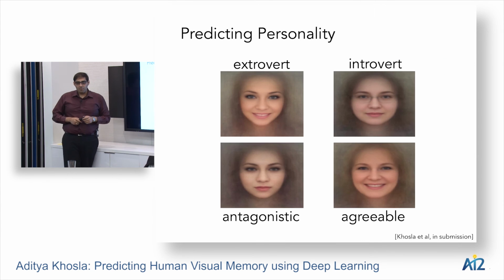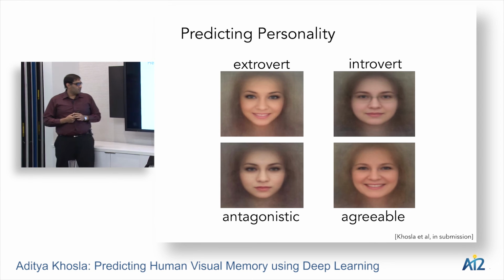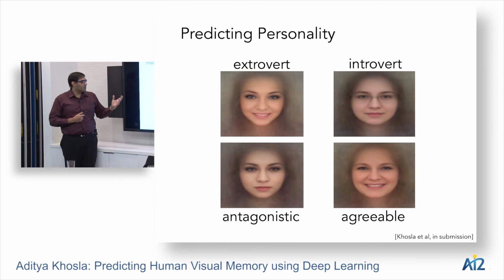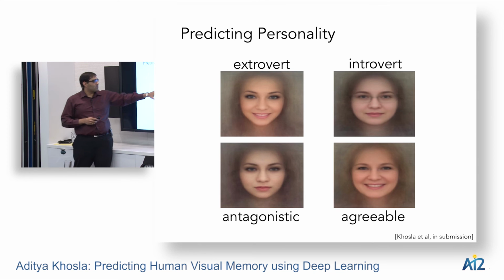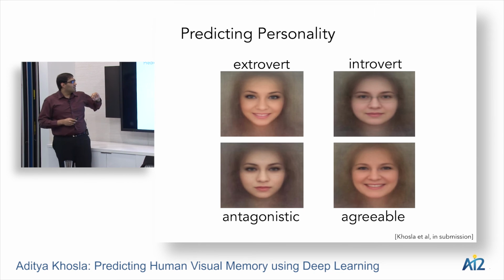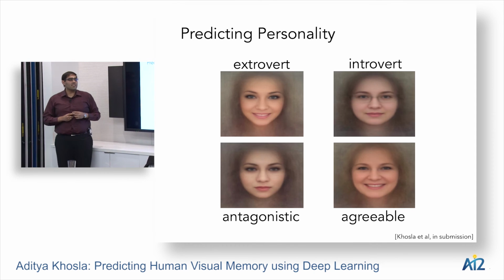And here's some examples of images maximized for each of these different traits. So for example, extrovert versus introvert, we find some basic facial features such as, I think extroverts tend to wear makeup more frequently. You can see some glasses on the introvert. And you can see like the facial structure is extremely different between the extrovert and the introvert.